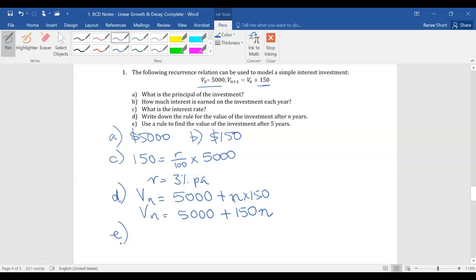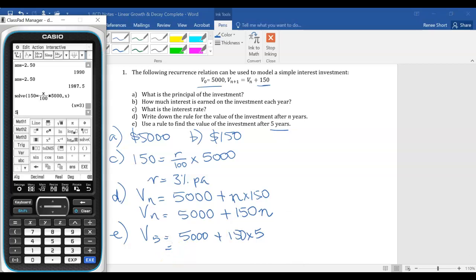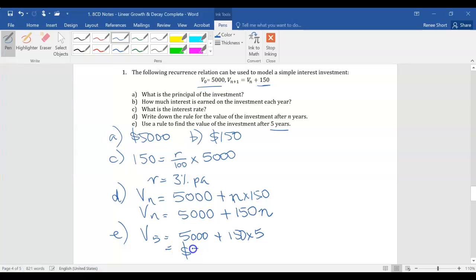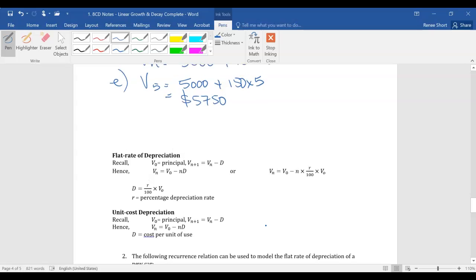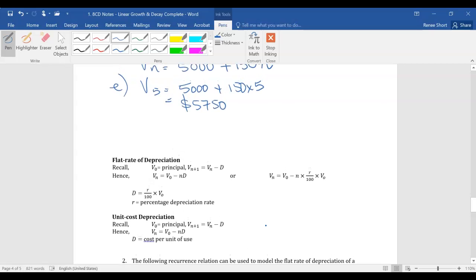This means that we can use the rule to find the value of the investment at any time, but for E it wants us to find it after 5 years. So if I put V5 = 5,000 + 150 × 5, and again, back to my calculator, 5,000 + 150 × 5 gives me 5,750. So hopefully you can see that with this rule, it's been much quicker for me to find the answer rather than having to add on 150 five times. The same process happens with depreciation, depending on if we've got flat rate or unit cost depreciation.